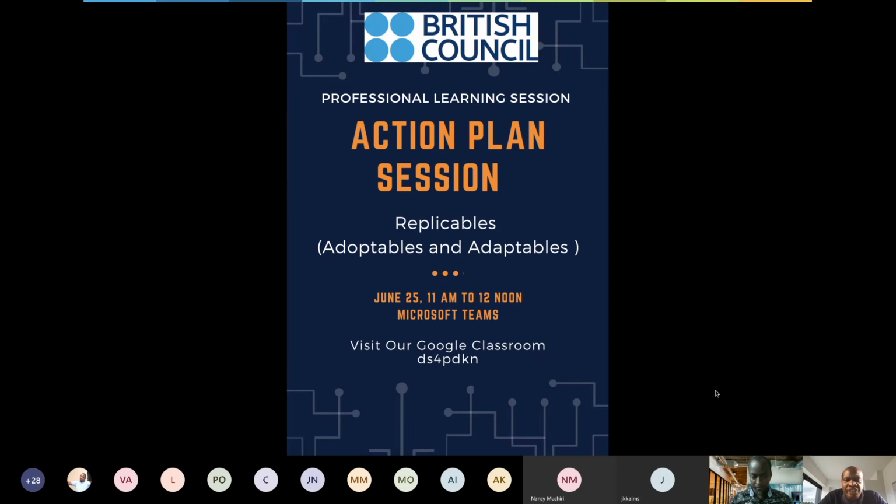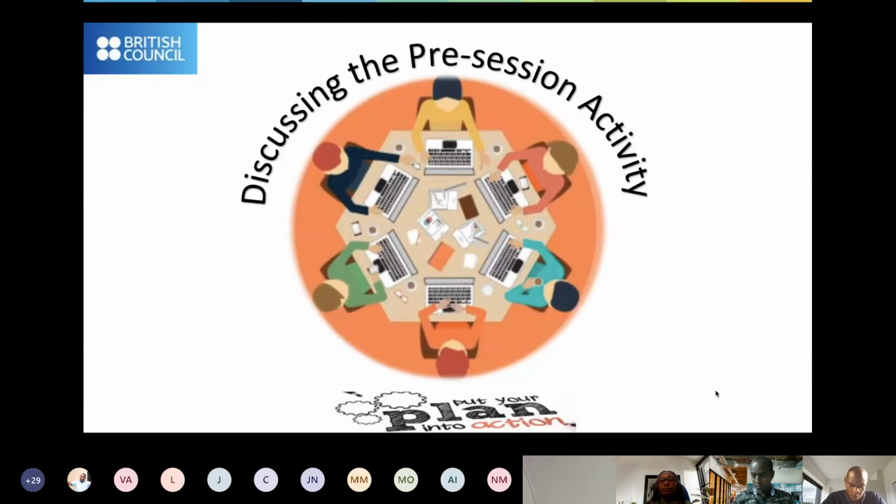During all the sessions, as each session was ending, you were requested to identify adoptables and adaptables. So we now want you to revisit them so that we can formulate a strategic plan which will help us when we start implementation, implementing in a guided approach which is informed by what we have. So in this session, we would like to discuss with all of you and see how we can develop.